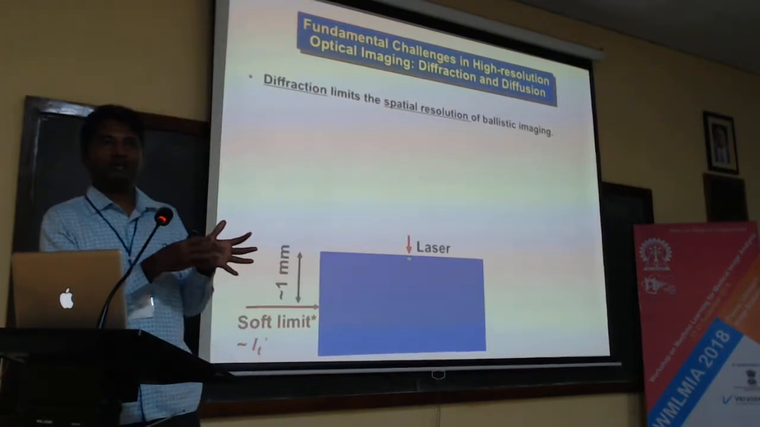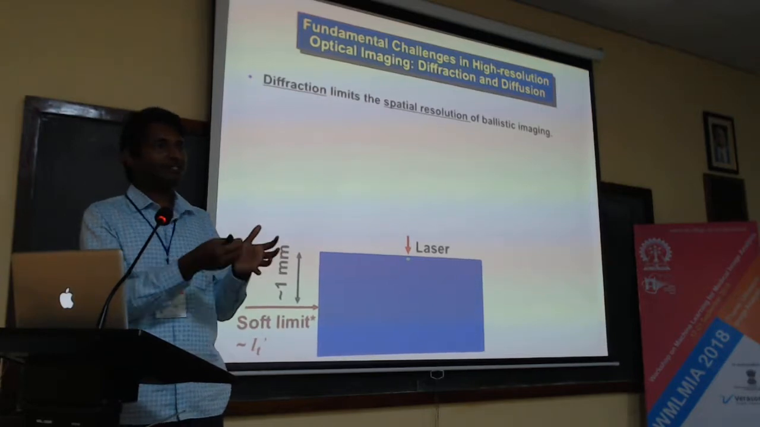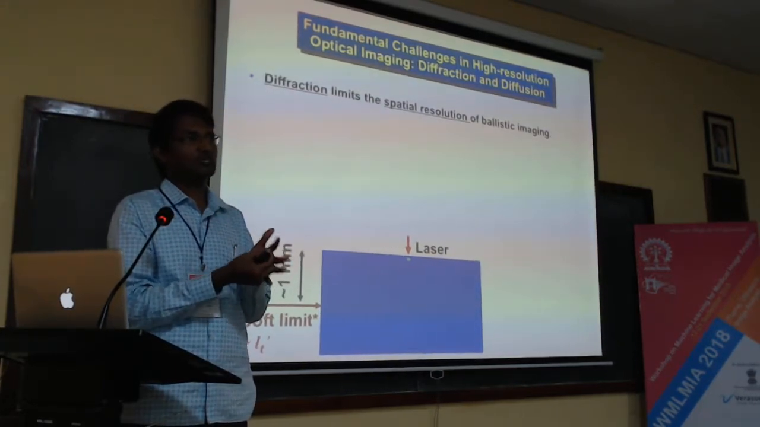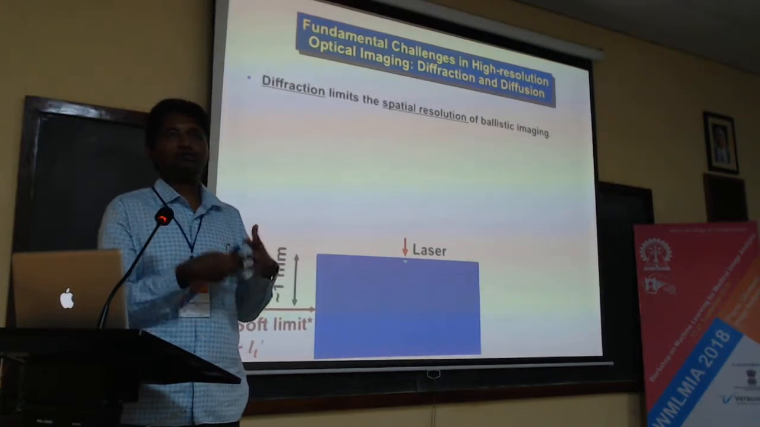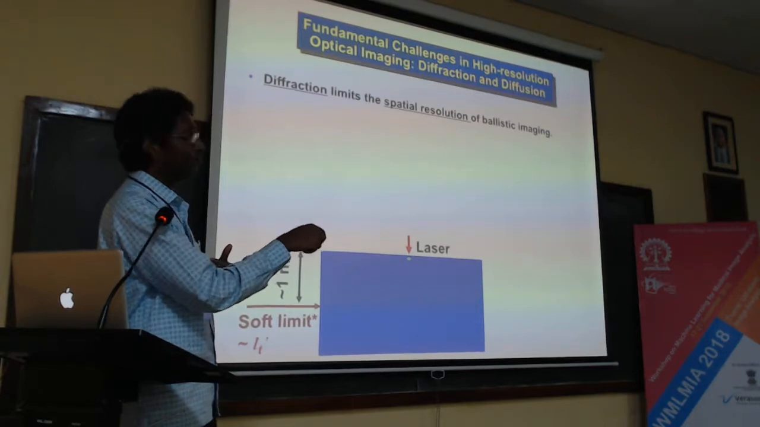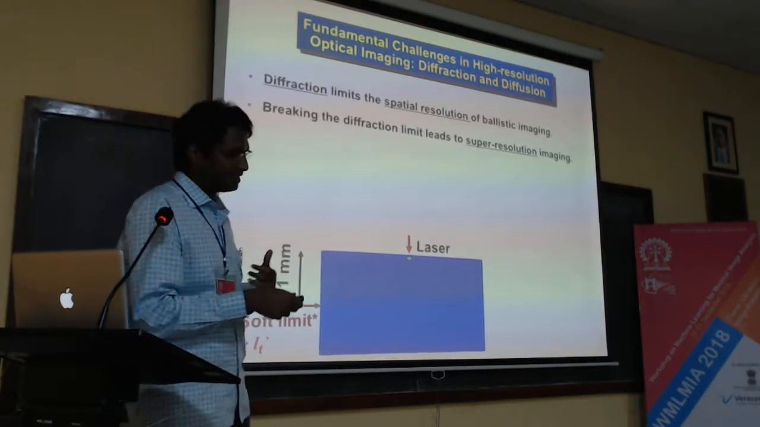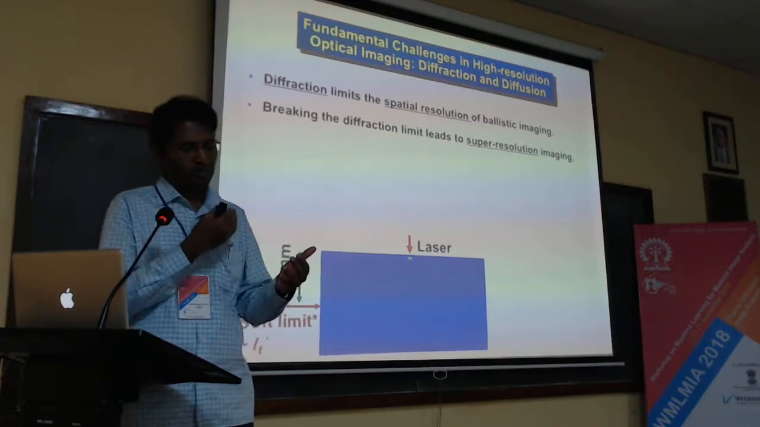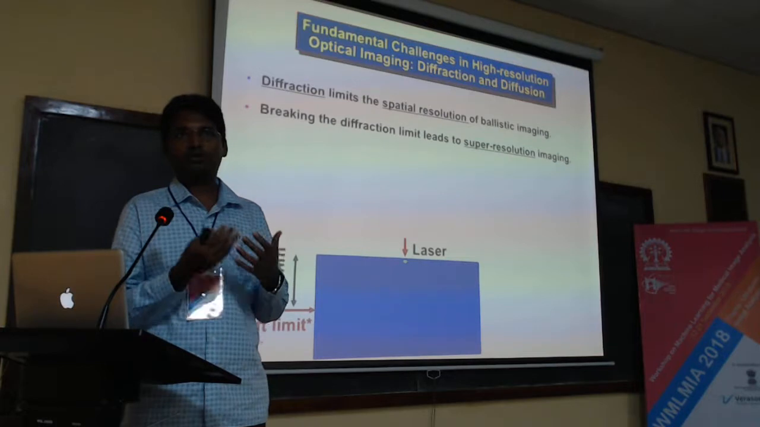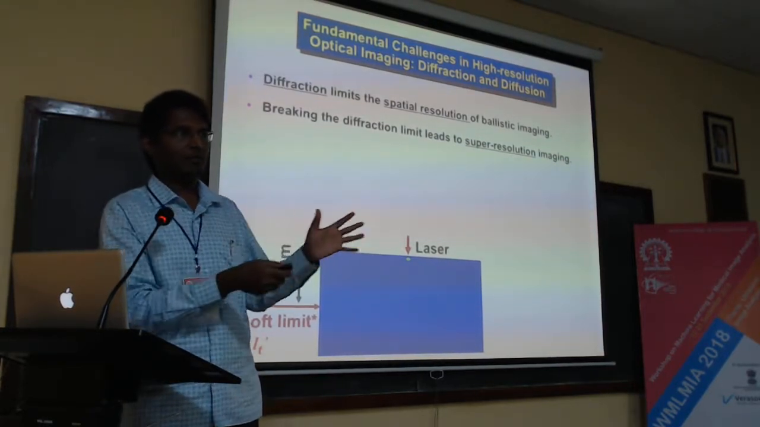So whenever there is a thick tissue, light cannot pass through. Only when there is a thin tissue, in what we call the ballistic range, where the number of interactions is quite small, can it pass through. So there is inherently this limit of ballistic imaging. Breaking this diffraction limit, that means irradiating and going through thick tissue, will lead to what is called super resolution. I will talk about it a little more when we go to later slides.